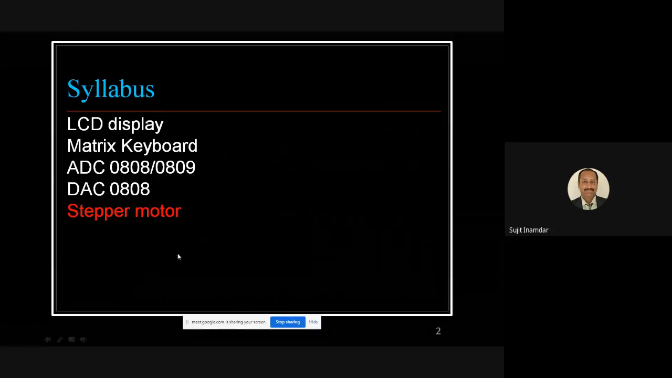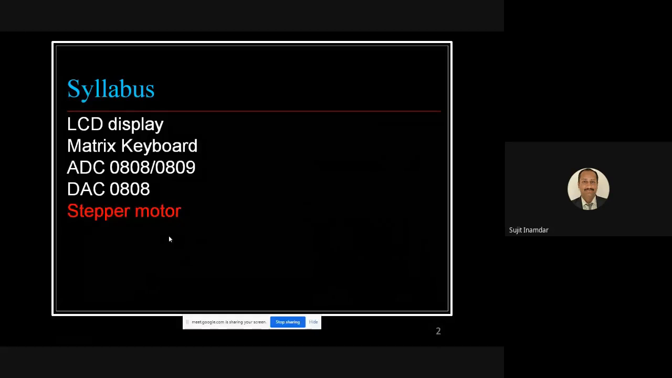So this point is the stepper motor. The next one was the interfacing of external memory. In the second unit we have finished that, how to connect, and what is the use of DPTR and all that we have gone through. So this will be the last point from this unit.